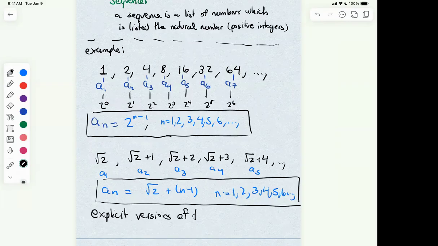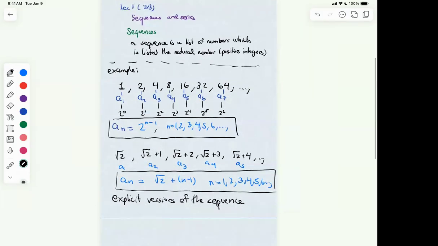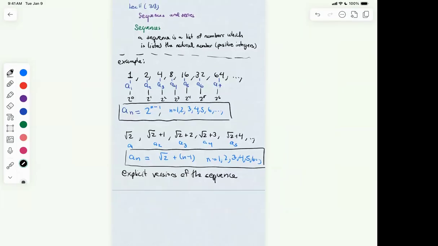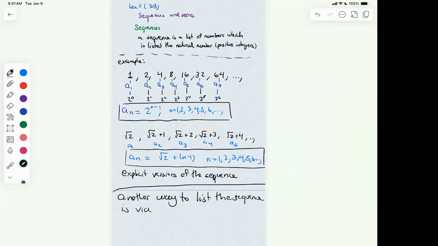So these two are explicit versions of the sequence, right? Sometimes, and this is very much the case in computer science and other things like that, you give it as a recursive definition. I don't give you a formula for the nth term. I just tell you how to find the nth term in terms of the previous term. So for example, another way to list the sequence is via a recursive definition.